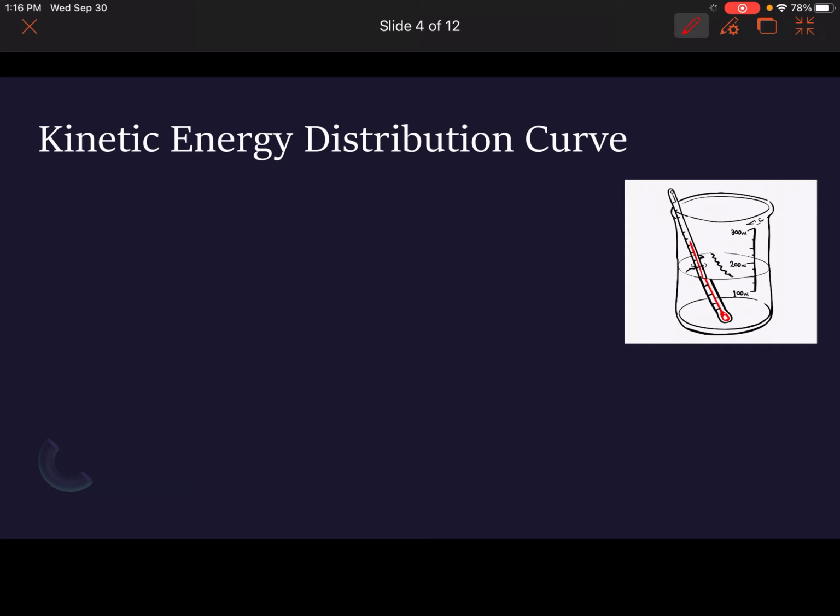Now we've got our kinetic energy distribution curve here. Apparently I didn't get a picture of it. All right, we're going to sketch it. So what this is, we've got a bell curve shape. This is percent of molecules, and this is our kinetic energy along the x-axis. All this is very similar to our Boltzmann distributions.